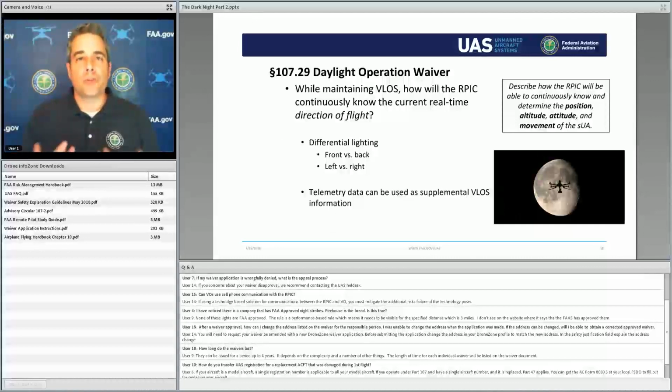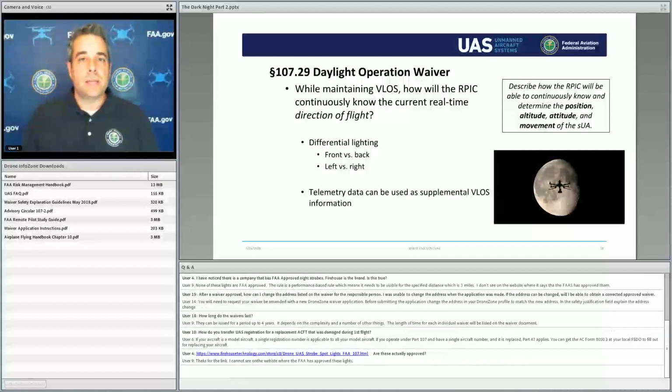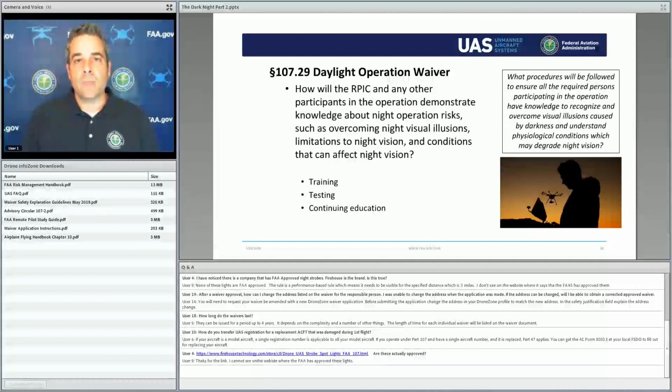So differential lighting is also about direction of flight. So do you have different lights on the front or the back? Most UAS flights tend to go straight out and straight back, depending on operational needs. If the UAS is moving slowly away from you or slowly towards you at night, can you tell the difference simply by looking at the aircraft itself and using the lighting configuration to help you with that? So different colored lights on the front or the back or the left or right, that can help you out. And again, your telemetry data can assist you with that, but you as a remote pilot in command need to pick up this information visually, the whole visual line of sight requirement.